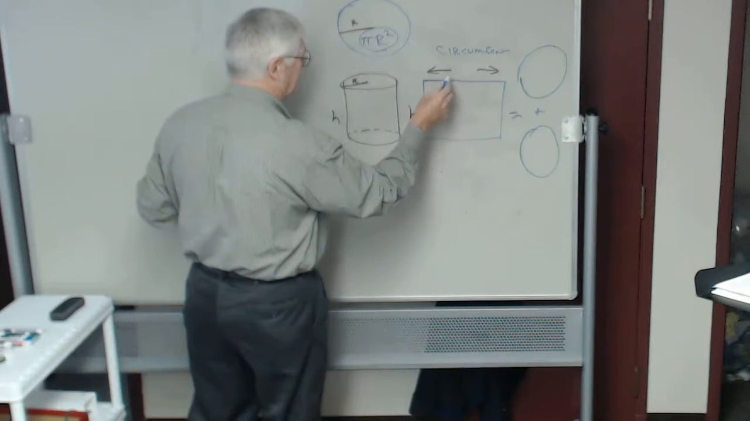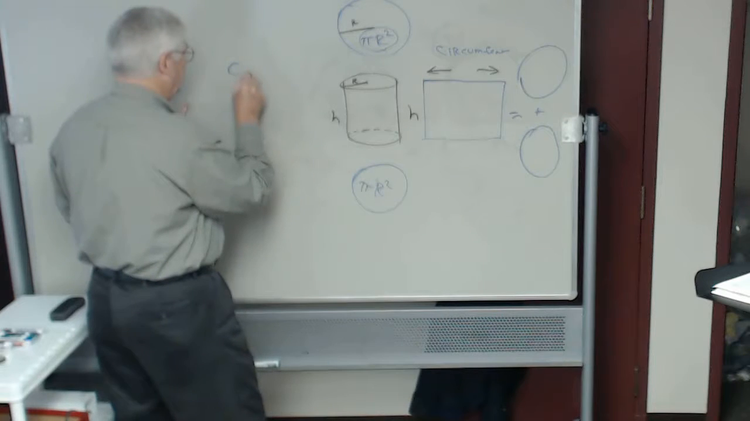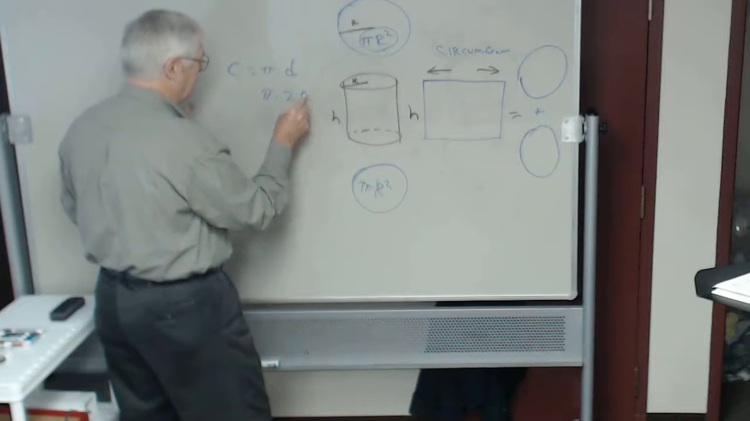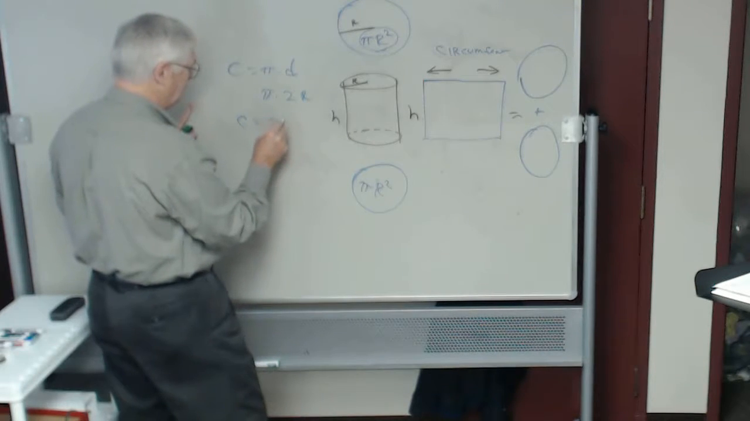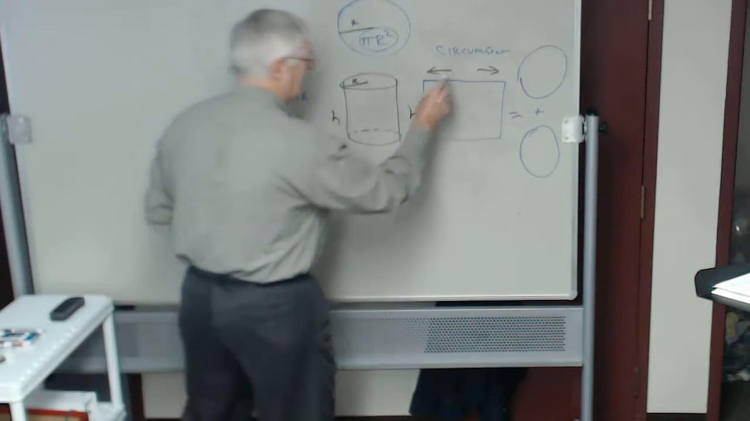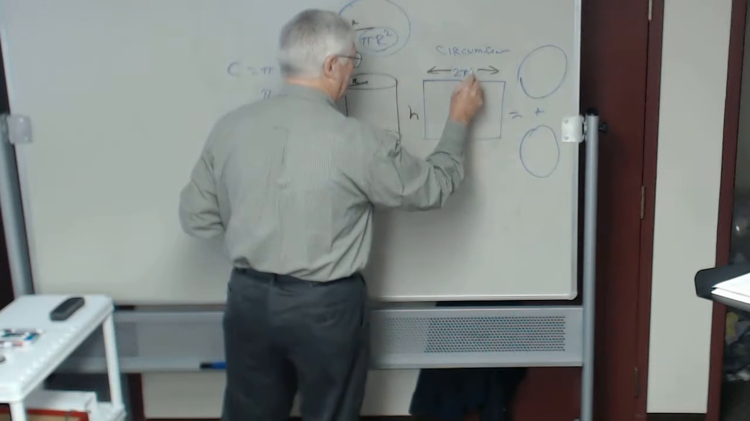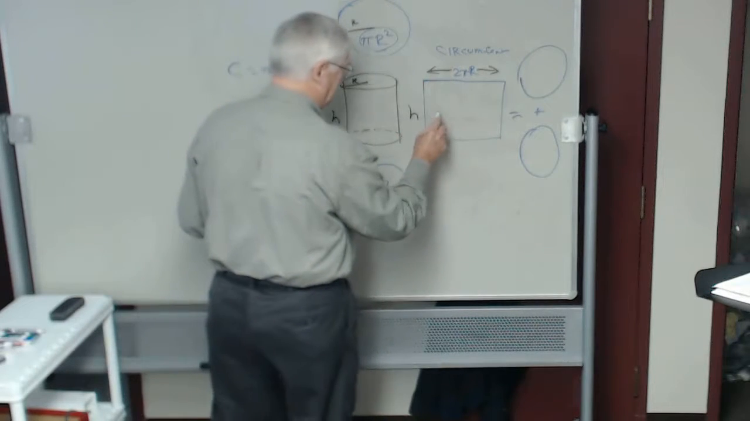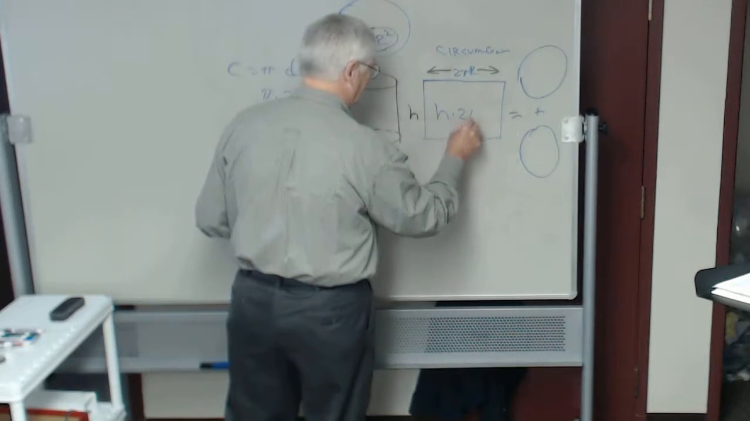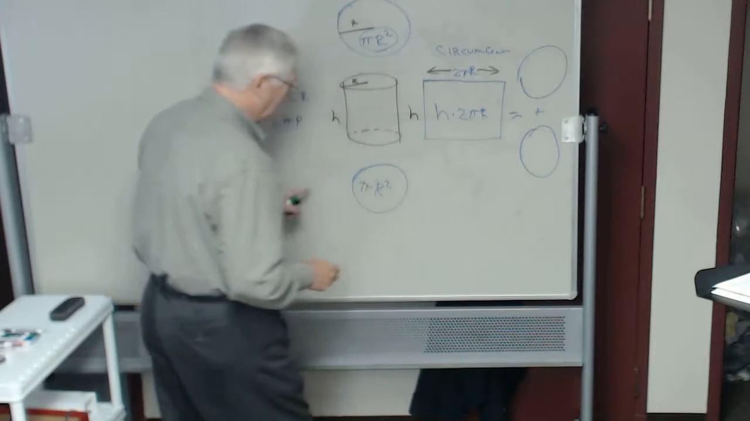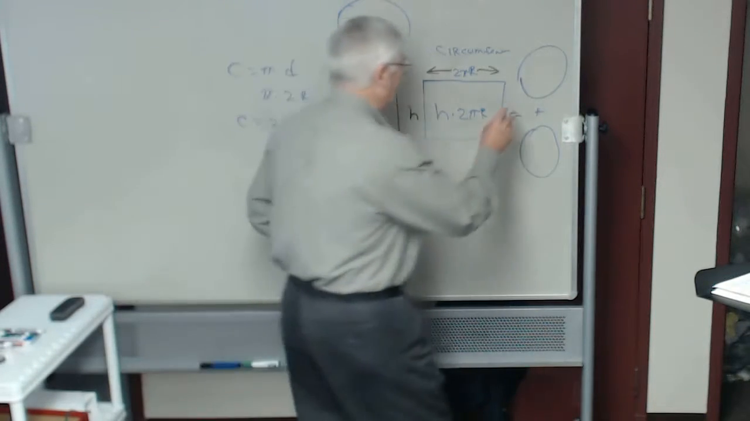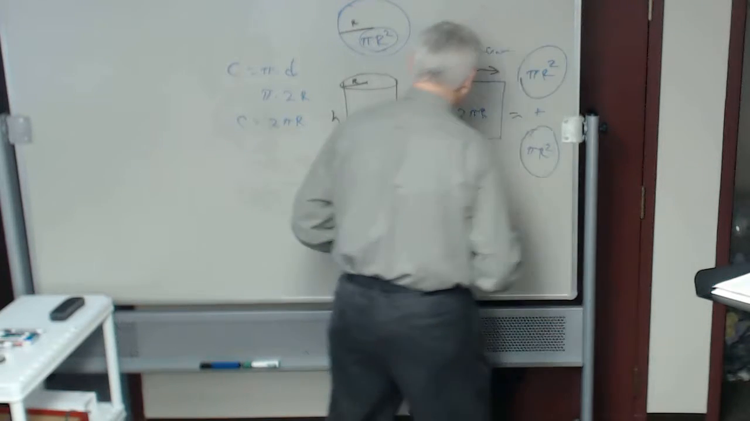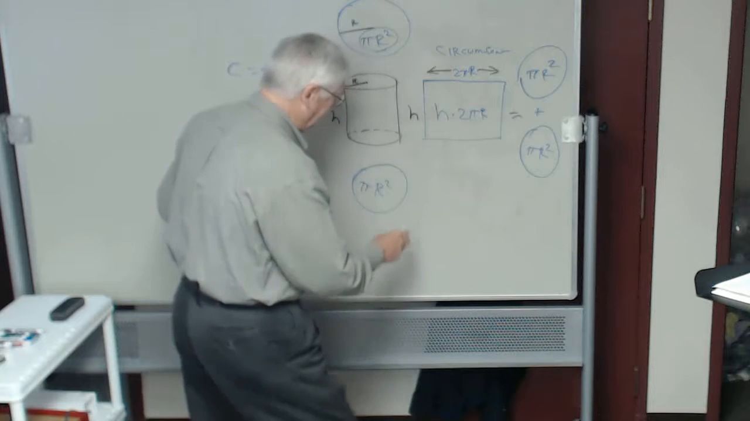So what's the circumference of the circle? Circumference is pi times the diameter, which is pi times 2 times the radius. So the circumference is 2 pi r. So this is 2 pi r. Everybody see what I just did? And this area is h times 2 pi r. And what is it telling us? And this is pi r squared. And this is pi r squared. And they're saying this is supposed to equal that.